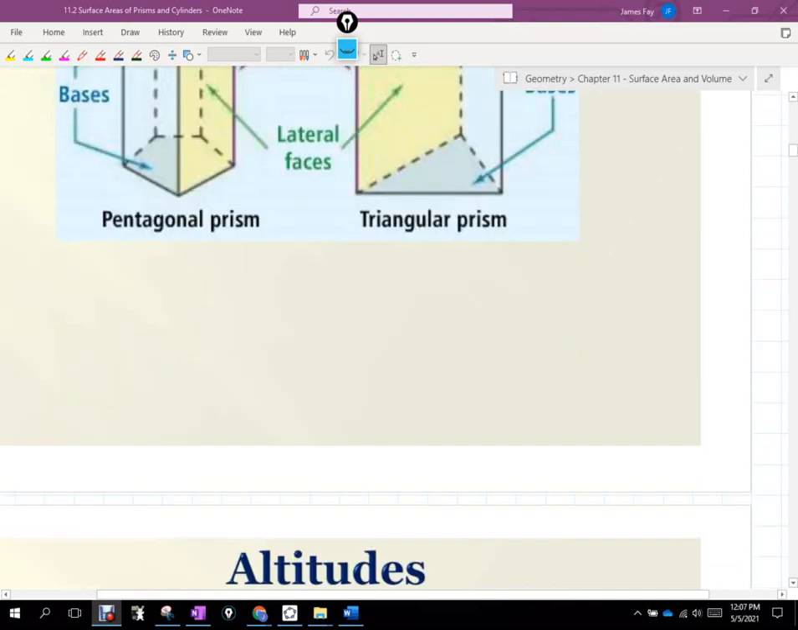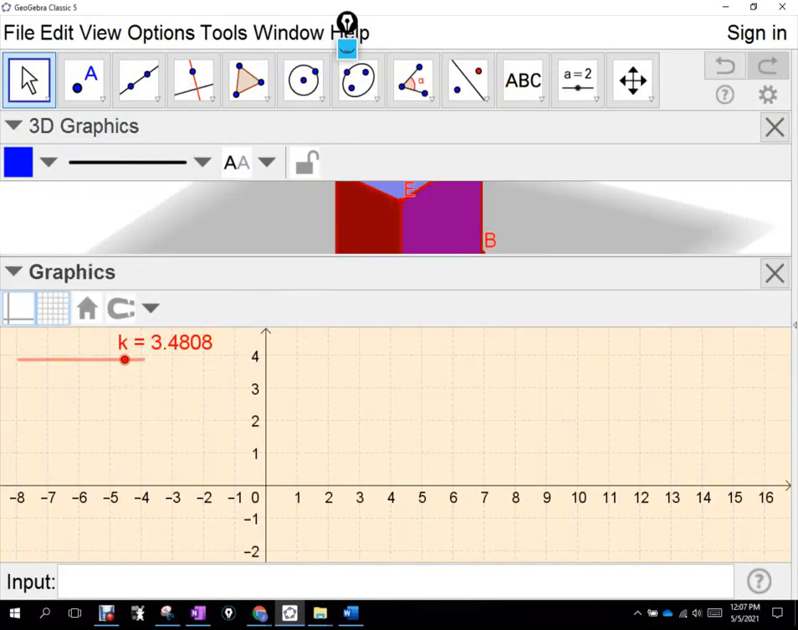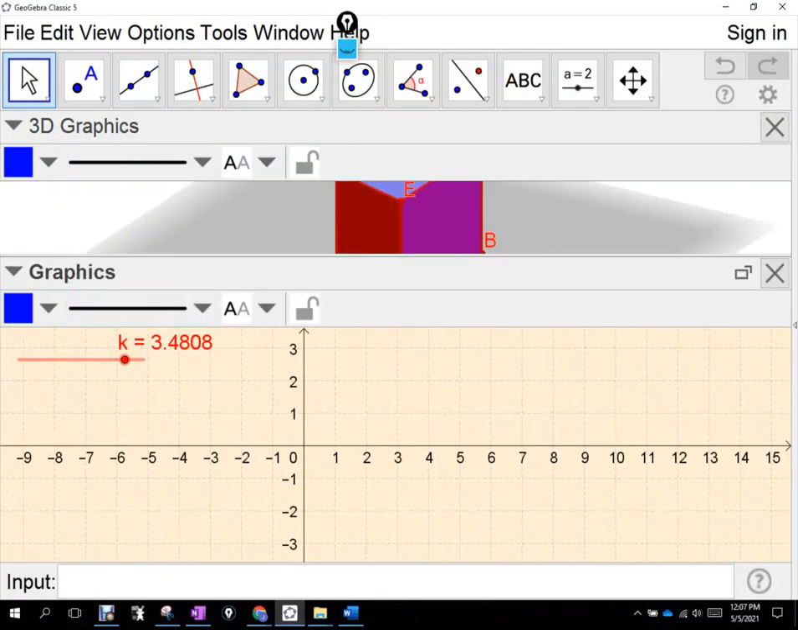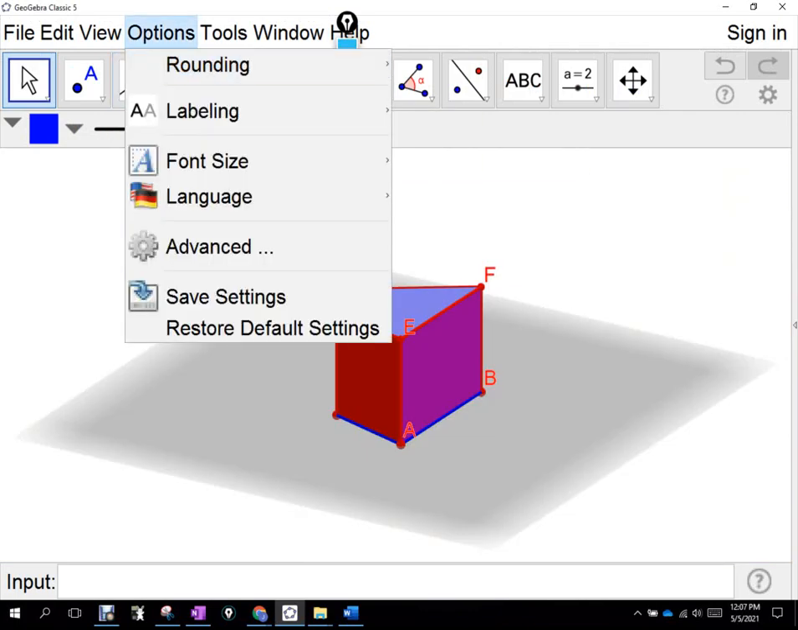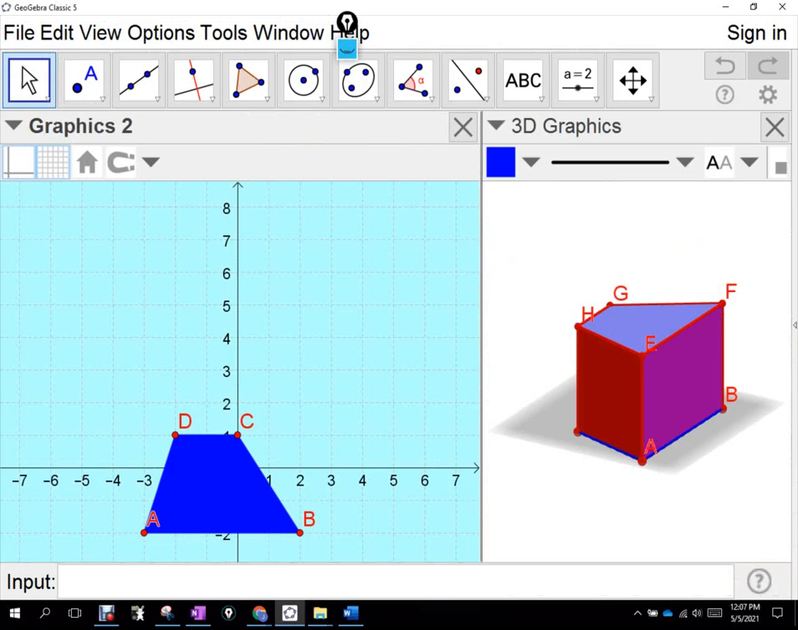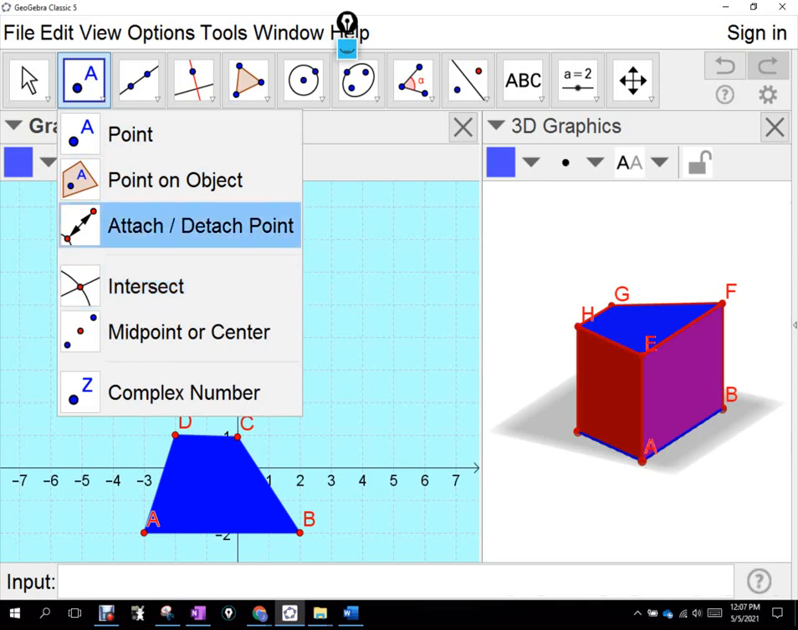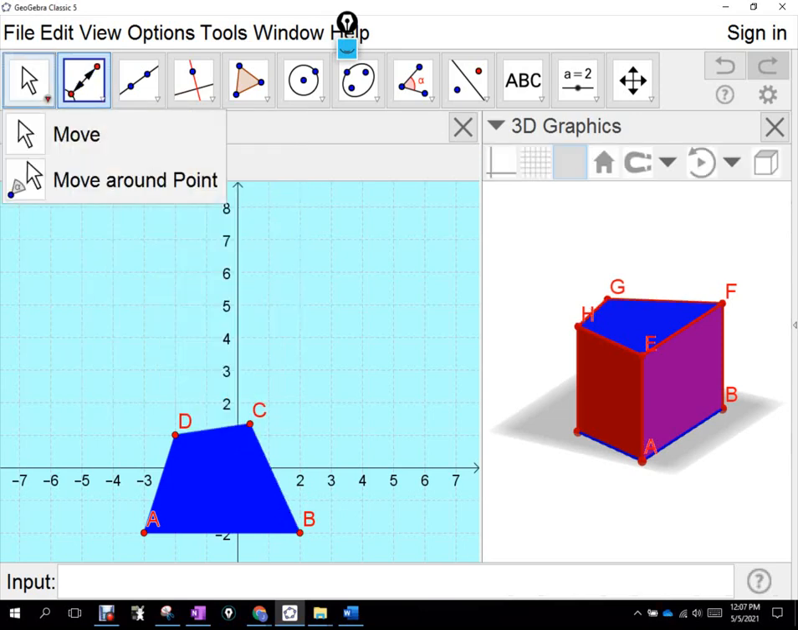Let's talk about these real quick because it's a very simplistic shape, but it gets people very confused sometimes. So let me go back to view graphics 2. Let's take this. I want that off. There we go.